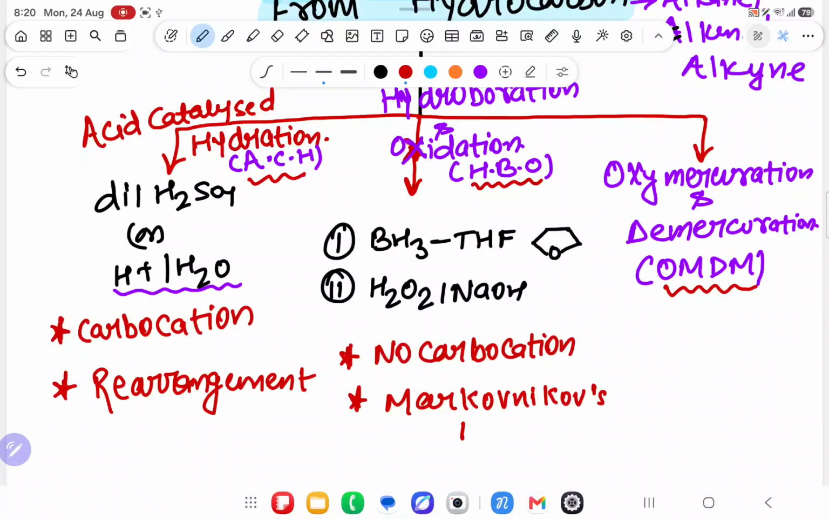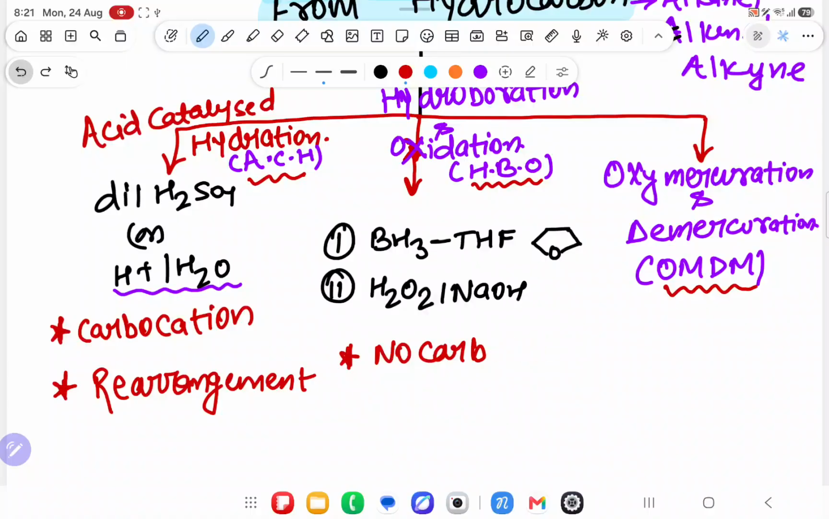Markovnikov's rule will be followed. Sorry, hydroboration oxidation follows anti-Markovnikov's. Over here we will follow that. Acha, the first one is correct. No carbocation. No carbocation. Second important point, no carbocation means no rearrangement.